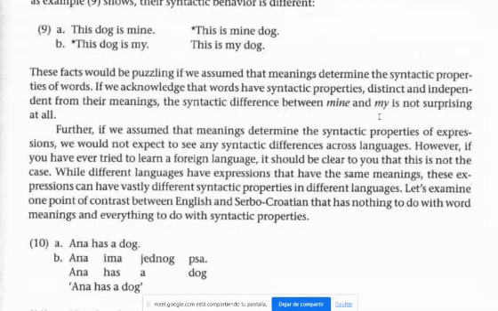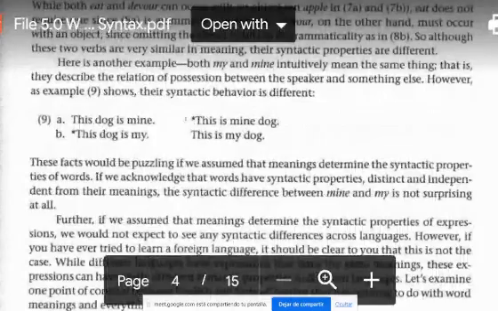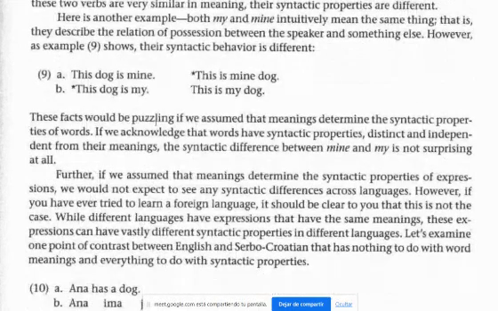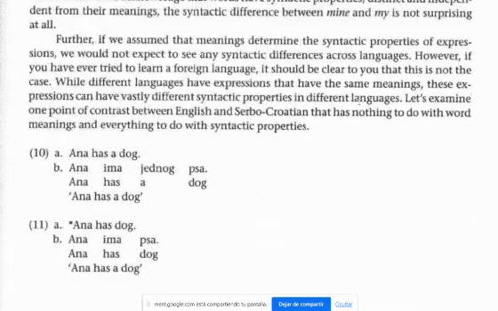The meaning of mine and my. That is because, maybe in chapter number 3, we're going to talk about theta roles, theta grid. These facts would be puzzling if we assume that meaning determines the syntactic property of words. If we acknowledge that words have syntactic properties distinct and independent from the meaning, the syntactic difference between mine and my is not surprising. Further, if we assume that meaning determines the syntactic property of expressions, we would not expect to see any syntactic difference across languages.